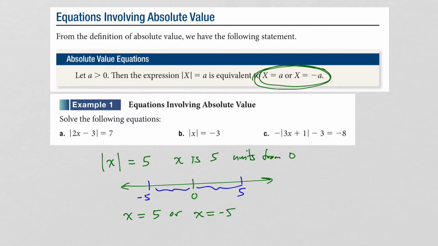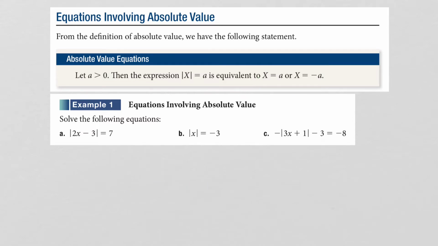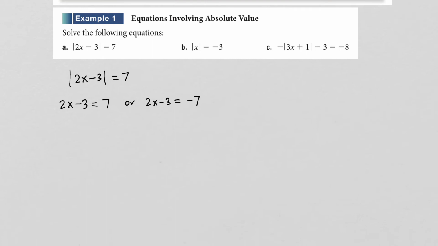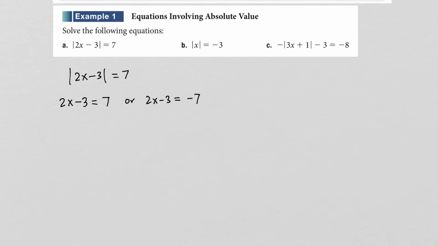Now let's talk about how to solve some of these equations when the expression inside the absolute value is not just a variable like x. So in our first example, we have the absolute value of 2x minus 3 is equal to 7. So if we think of 2x minus 3 as being some number, we're saying that the distance that this number is from 0 is 7 units. The only way that can happen is if 2x minus 3 is equal to the number 7 itself, or if 2x minus 3 is equal to the number negative 7. So now all we have to do is solve both of those equations and we'll have two answers.